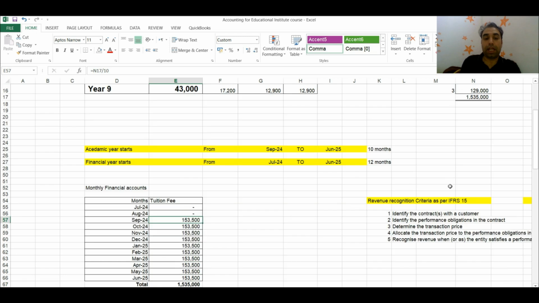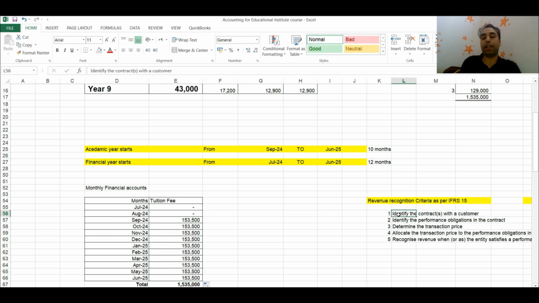As far as the month of September is concerned, this total revenue divided by 10, and just copy it and paste it. Reason: as per revenue recognition criteria set by IFRS 15, we have to recognize the revenue if these 5 conditions are met.